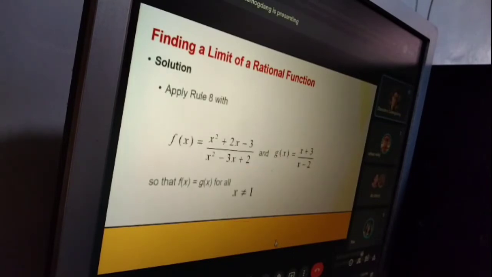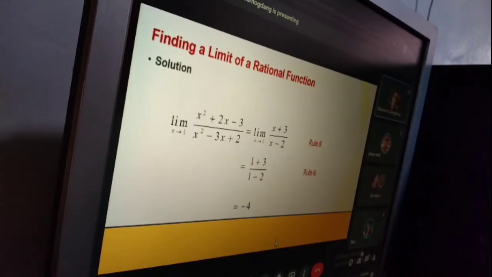So, kapag rational function siya, apply natin na ibig sabihin, dapat hindi magiging 0 ang denominator natin. So, as x approaches 1, palitan na natin si x ng 1. Nangyari ito kasi nag-cancel na tayo. So, as x approaches 1, si x plus ng 1, 1 plus 3 over 1 minus 2. So 4 over 1 minus 2 is negative 1. So 4 over negative 1 is negative 4.